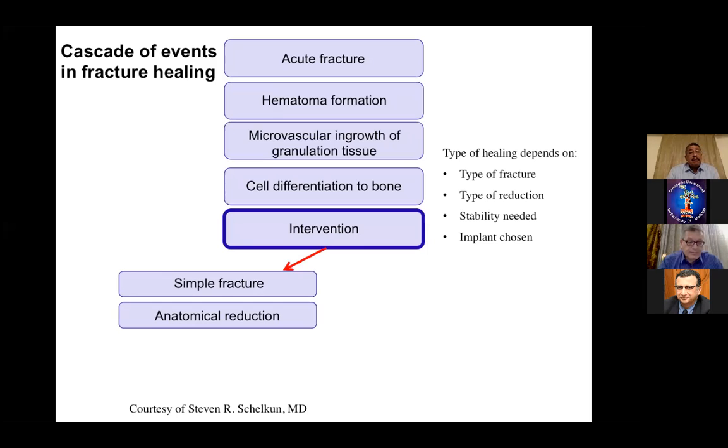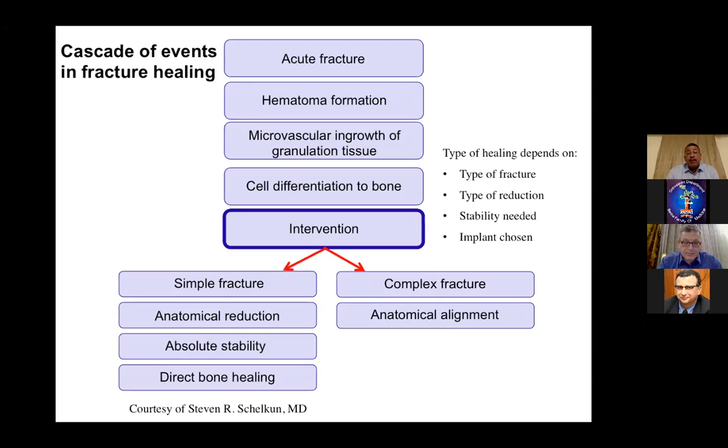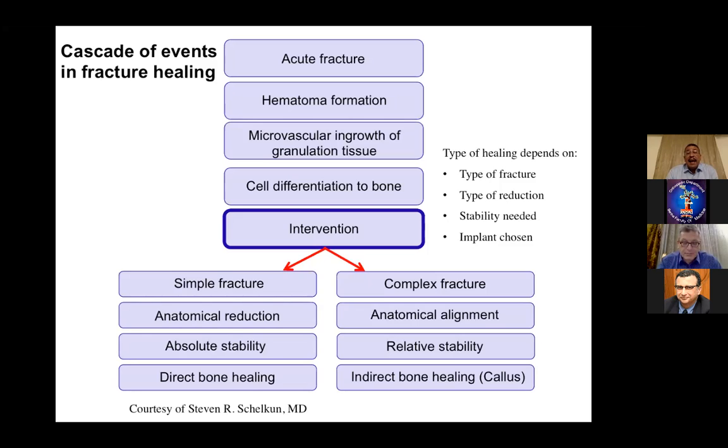If we have a simple fracture and apply anatomical reduction under absolute stability, direct bone healing will be the net outcome. If we have a complex fracture with anatomical alignment, functional reduction, and relative stability applied, callus formation, the natural bone healing, will take place.